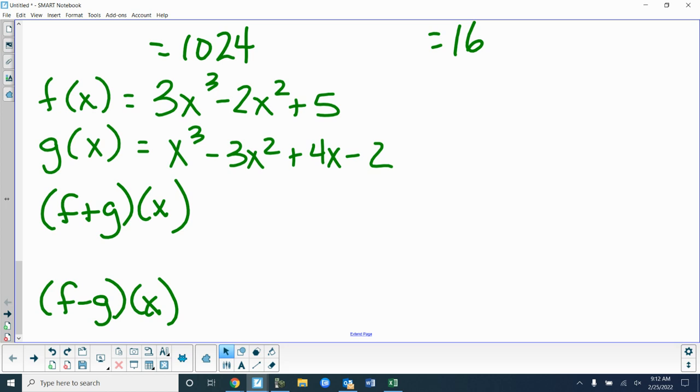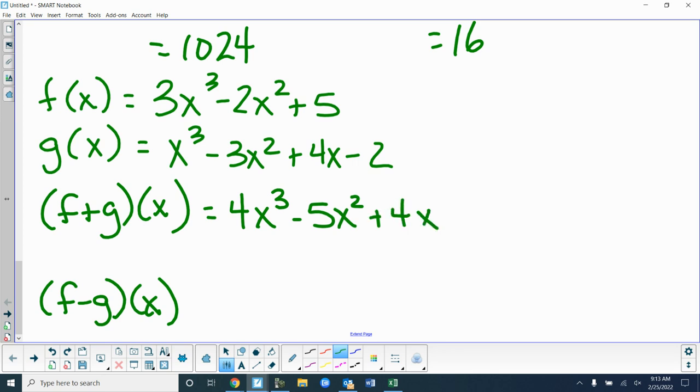All right, so when we add them, combine like terms. What's 3x cubed plus 1x cubed? 4x cubed. What's a negative 2x squared plus a negative 3x squared? Negative 5x squared. What's nothing x plus 4x? Just 4x. What's 5 plus a negative 2? 3. I got it.